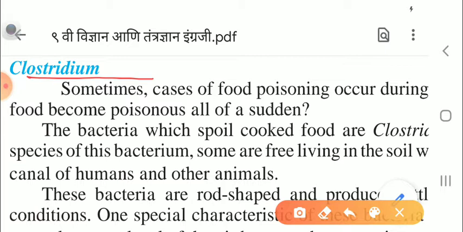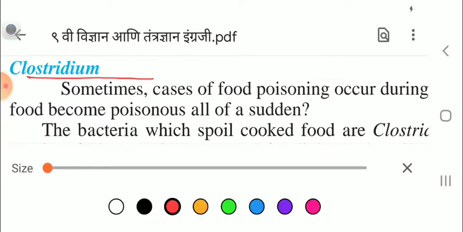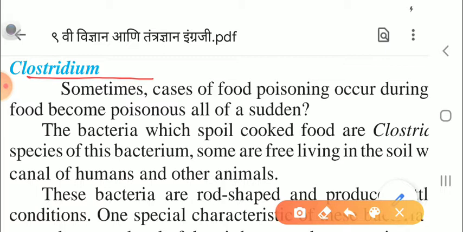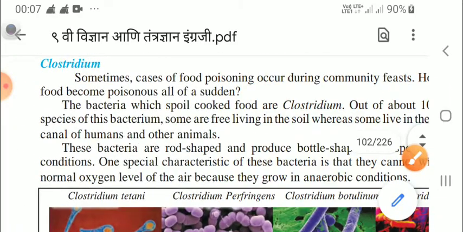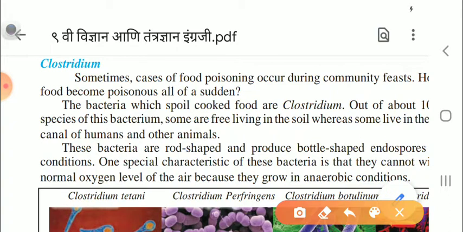The bacteria which spoil cooked food are called Clostridium. So let me tell you, the bacteria which spoil cooked food are Clostridium.